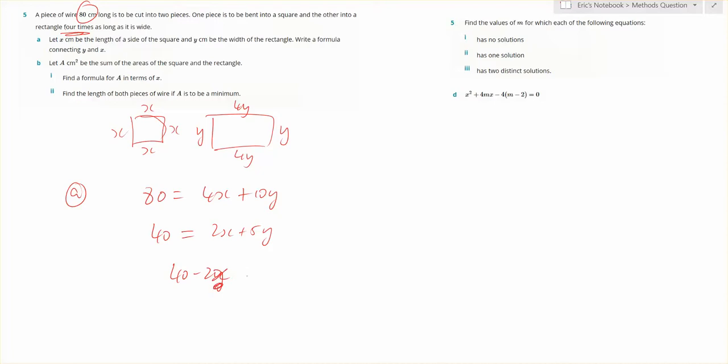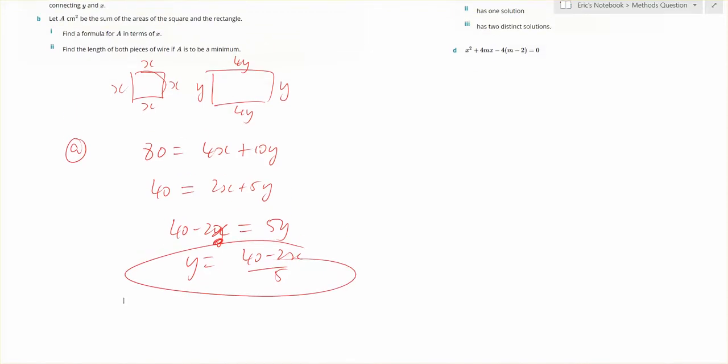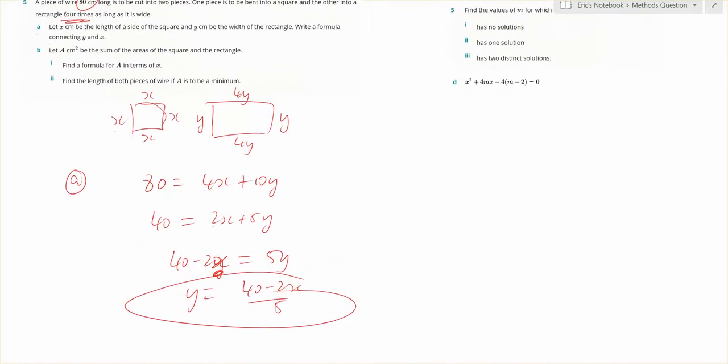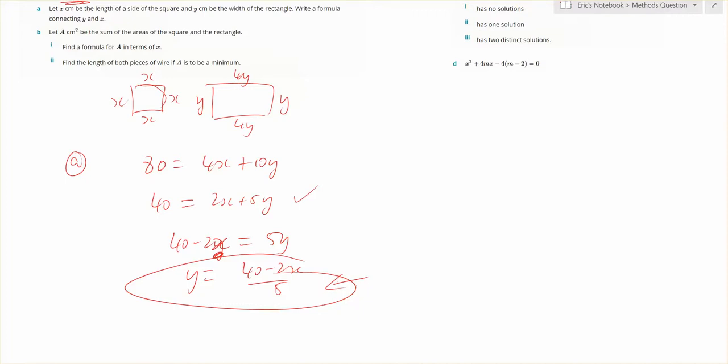Now I can put y in terms of x, so I can make y the subject. 2x equals 5y, so y therefore equals (40 minus 2x) on 5. And we've got an expression where we have y in terms of x, which is what we want. I think in the book that is an acceptable answer as well, but we'll need this for the next part of the question.